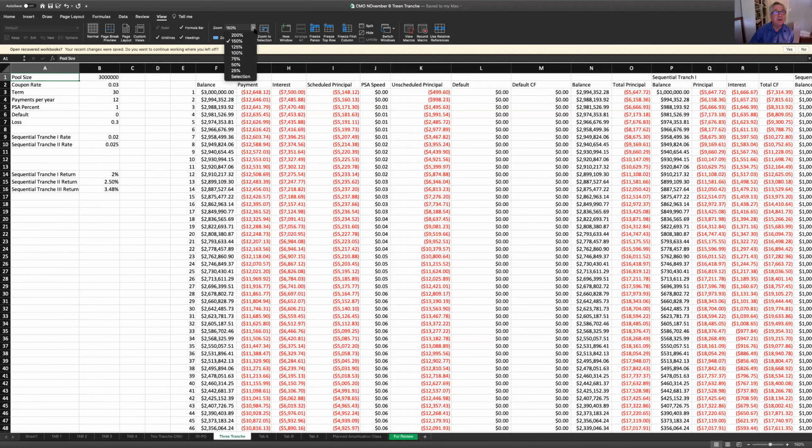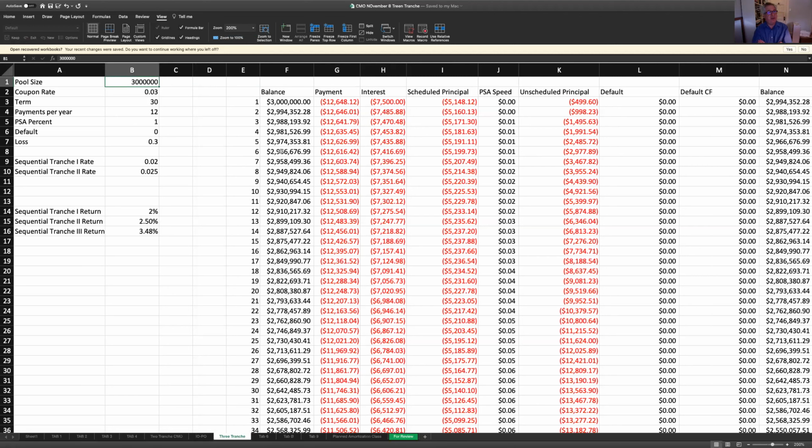Okay, so let's say we have a pool of mortgages. It's a fairly small pool of mortgages of about $3 million that carry a coupon rate of 3%, 30-year term, 12 payments per year, a PSA percentage of 100% with, for now, no default. Loss conditional on default of 30%, we'll get to that later.